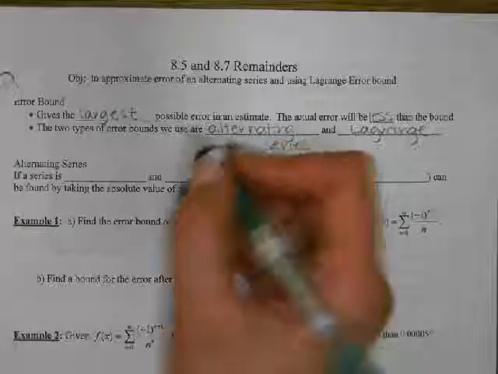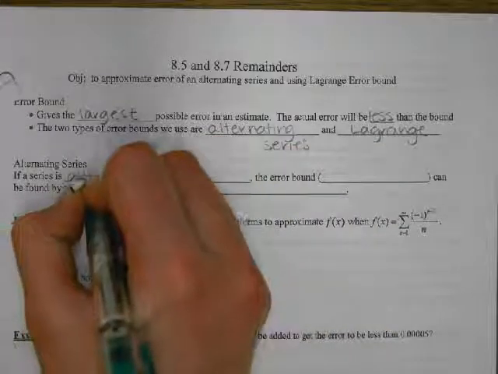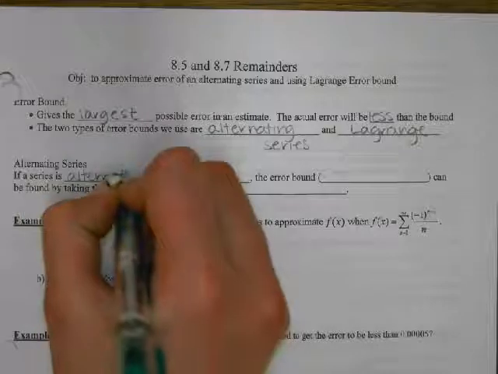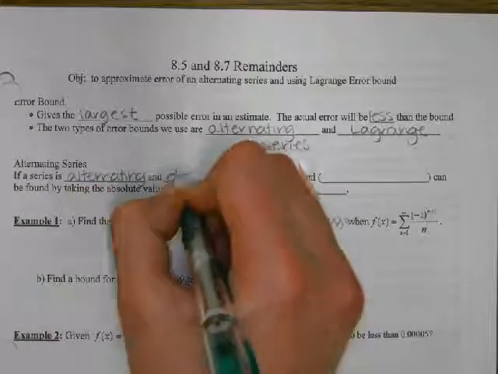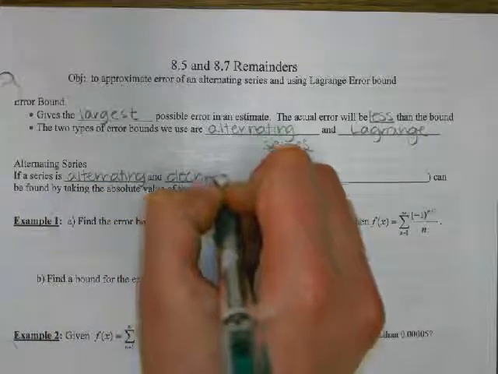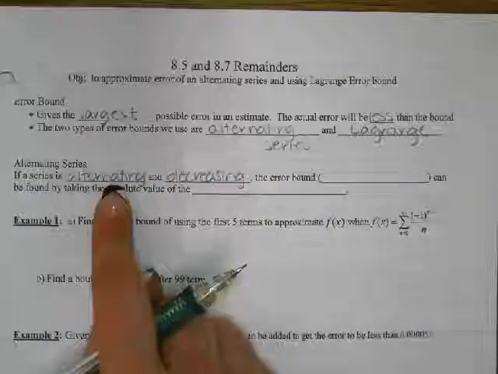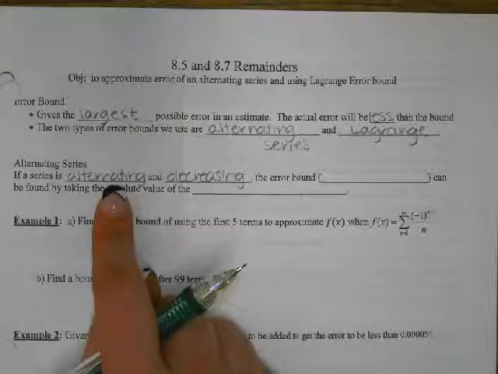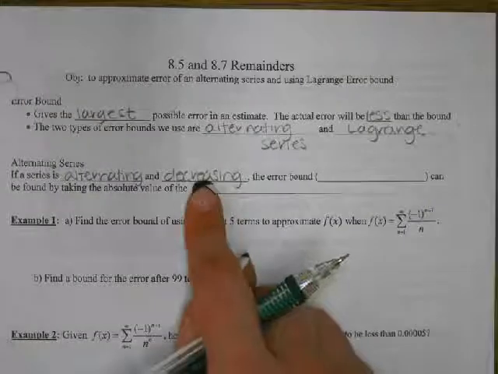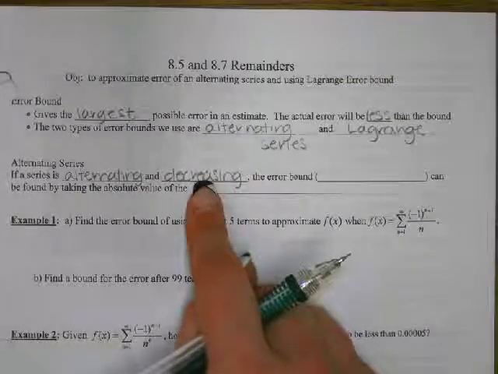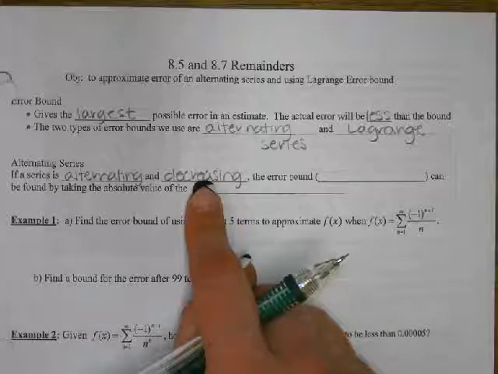If a series is alternating and decreasing, so we know it's alternating because it has -1 to the n or -1 to the n plus 1 as part of the series. We know it's decreasing if, as you plug in consecutive terms, your term gets smaller.